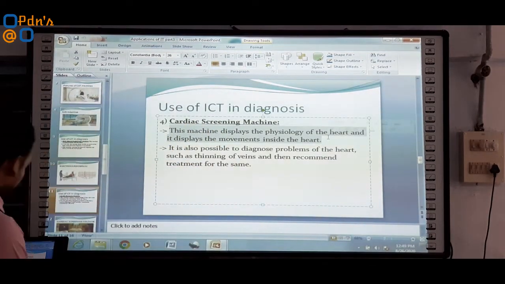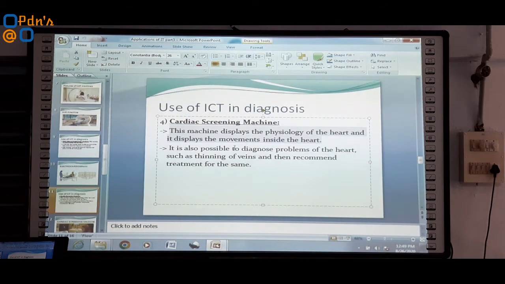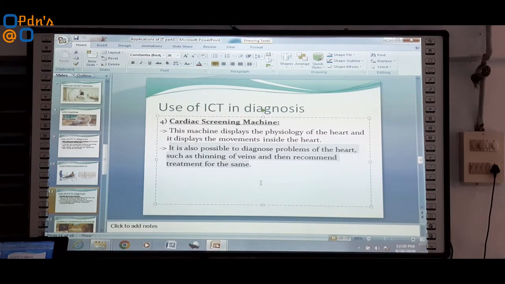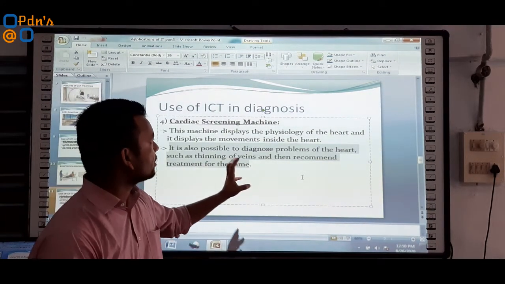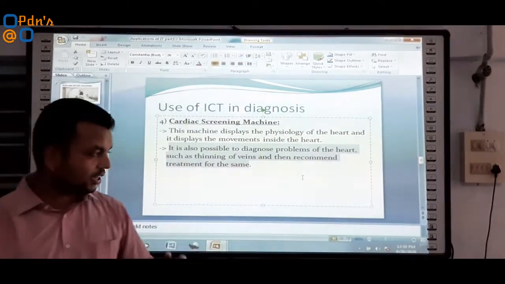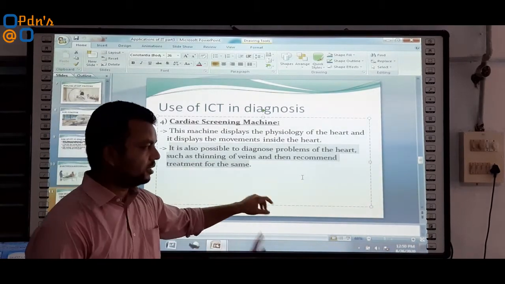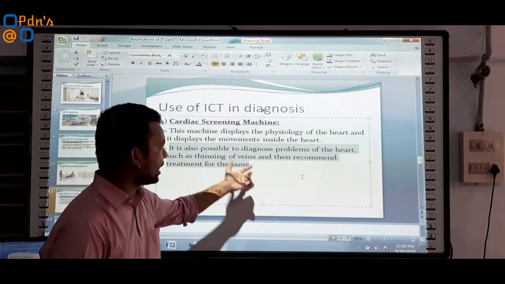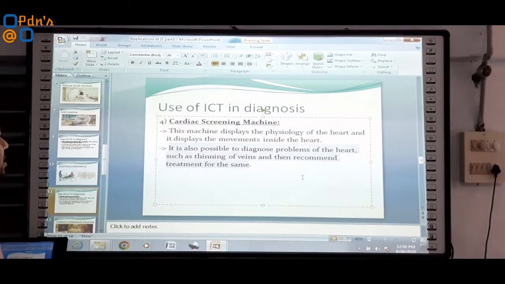Now, based on this physiology and the movement inside the heart, we can diagnose problems, if any, such as thinning of veins, and then recommend treatment for the same. Means, by using the cardiac screening machine, we can check whether the veins inside the heart got thinned or any other kind of issue is there with the heart. Those can be diagnosed, and finally treatment can be suggested for the same.